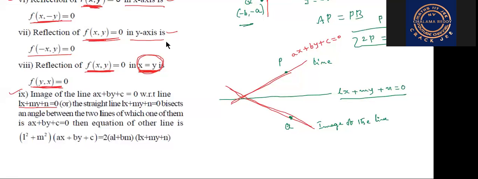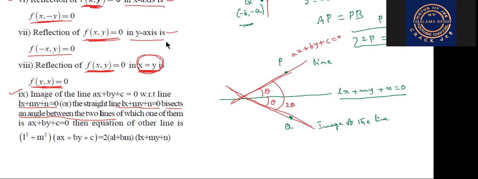Now see here, the straight line Lx + My + N = 0 bisects an angle between the two lines. Suppose this is angle theta, and this is also theta. Overall how much? 2 theta. Now see here, the green line is bisecting the angle between the lines. Bisecting means it's dividing into equal parts.